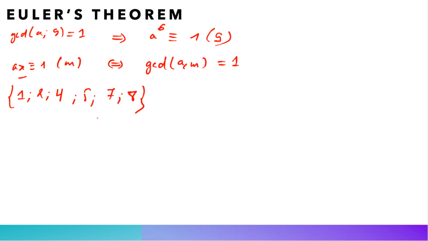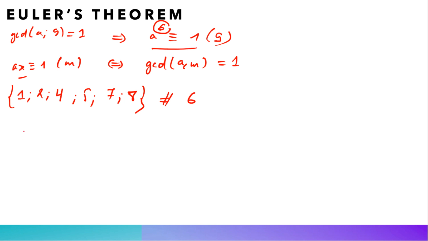Notice now that there are exactly 6 invertible elements modulo 9. And the 6 here, which is the cardinal of our set, corresponds, surprisingly, to the 6 that we have here. So we will use the invertible elements to show that a power 6 is congruent to 1 modulo 9. For this, we will mimic Fermat's little theorem proof in order to prove our result.